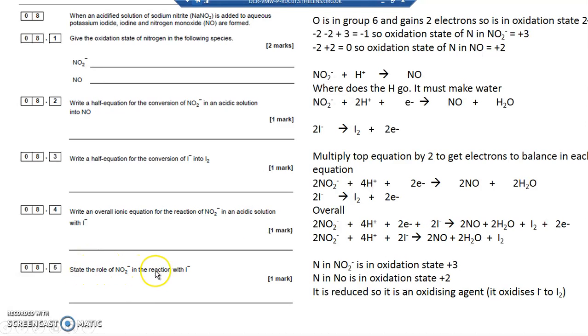What is the role of NO2 minus in a reaction with I minus? So NO2 minus, we've said it's in oxidation state +3 to start off with, and it forms NO at the end of the equation. So I'm turning NO2 minus into NO, so it's going from oxidation state +3 down to +2. So if it's going down an oxidation state, it's reduced. So if it itself is reduced, something else must be oxidized. It's an oxidizing agent. It actually oxidizes I minus in a -1 oxidation state up to I2, which is 0 oxidation state.